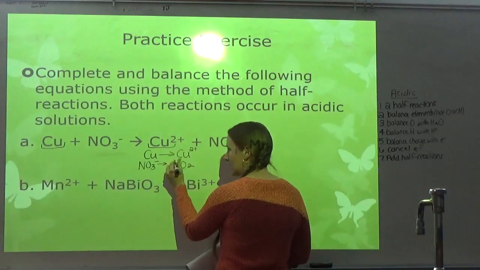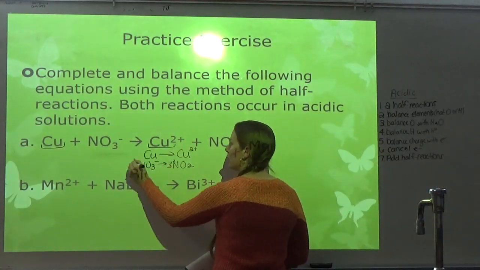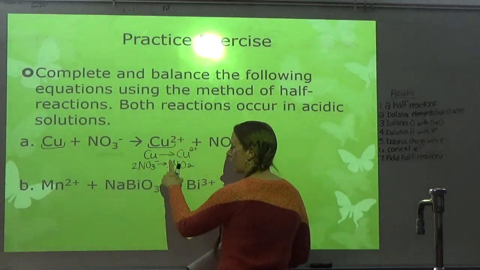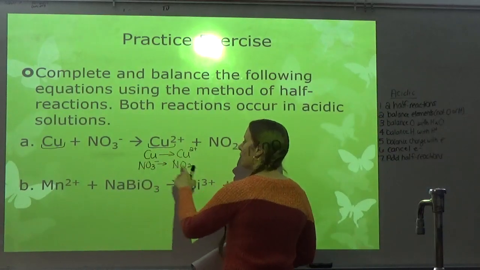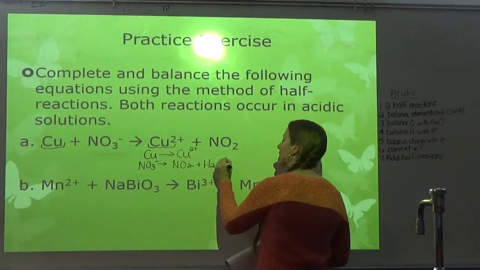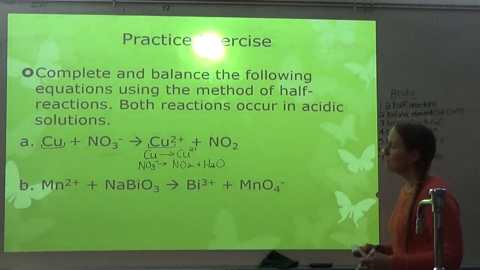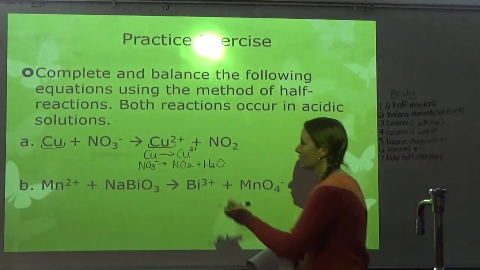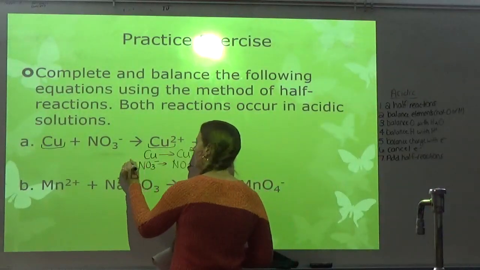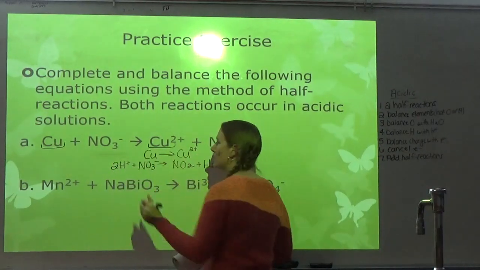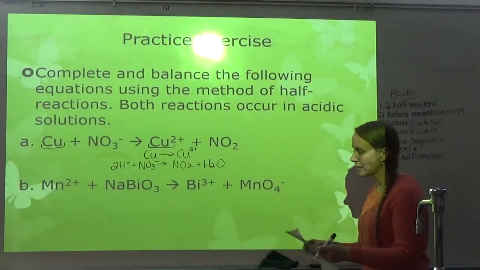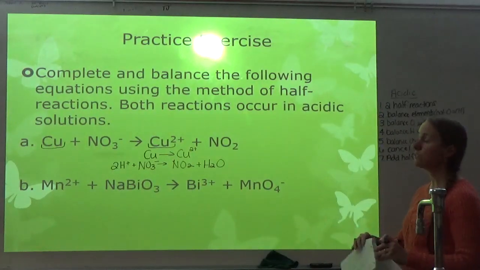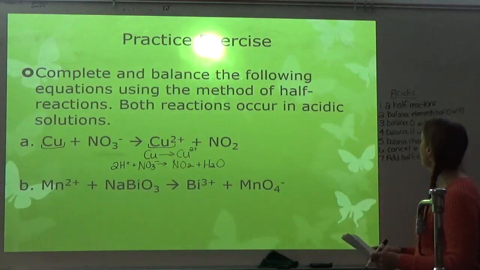Let me just show you what I mean. If I tried to make both of them 6, see my N's won't work out. So I don't have enough O's on this side, so I add an H2O, just like that. All right, so next I need to balance my H with H+. I have 2 H's on this side, so I add 2H+ on this side, which of course makes sense because we're in an acidic solution, so you should see some H+ floating around there.